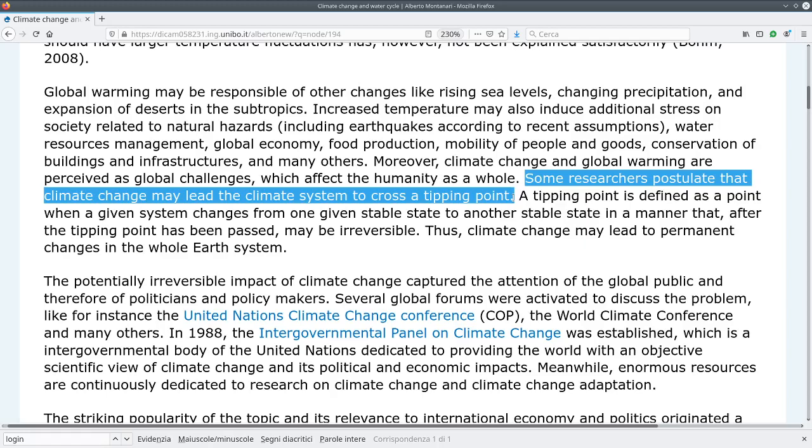But non-linear systems may be characterized by threshold effects or tipping points. What is a tipping point? It is defined as a point when a system changes from one given stable state to another stable state in a manner that after we passed the tipping point, we cannot go back to the previous state. So the tipping point is the boundary between two stable states. And then when you shift from one stable state to the other, to go back may be impossible or very hard.